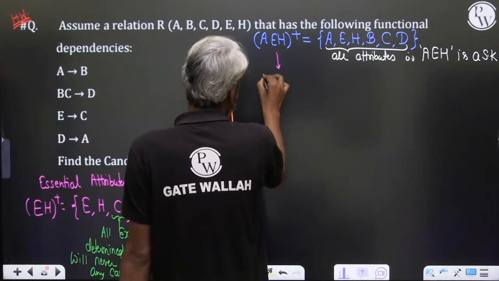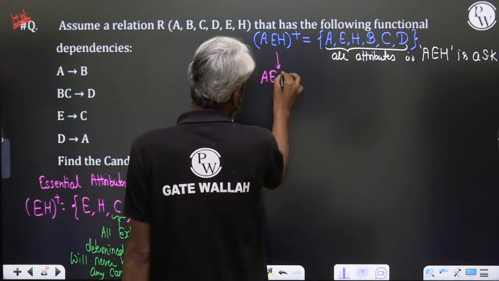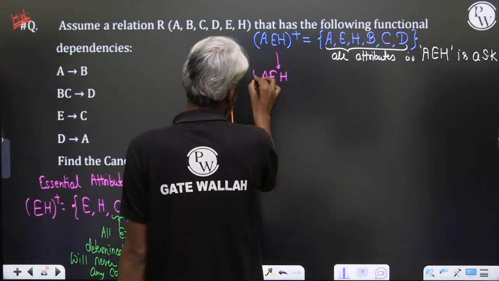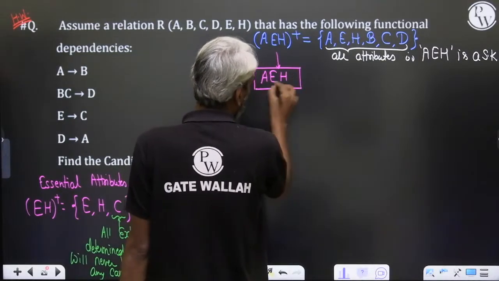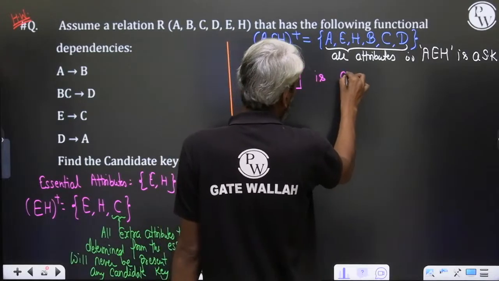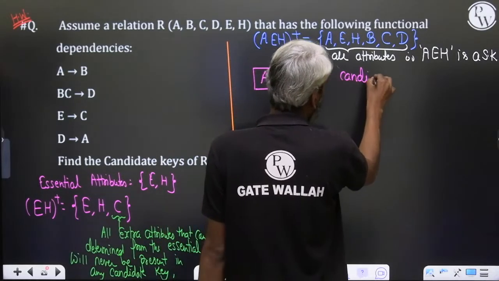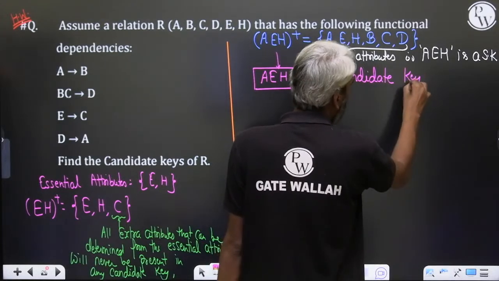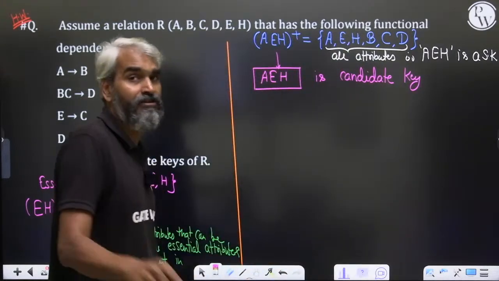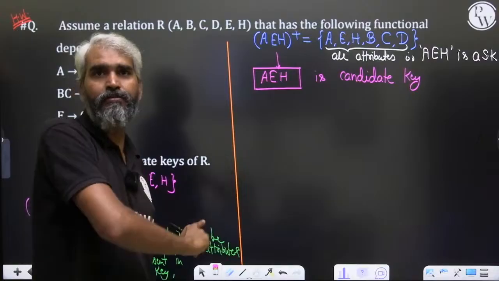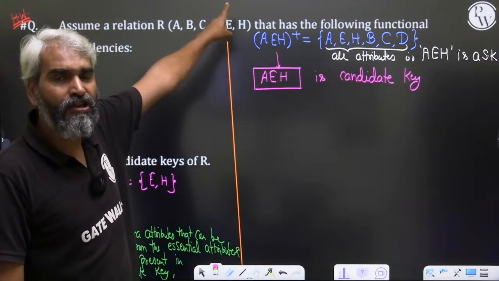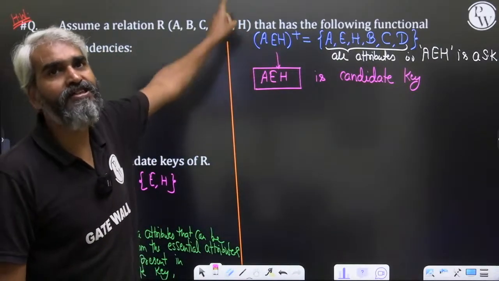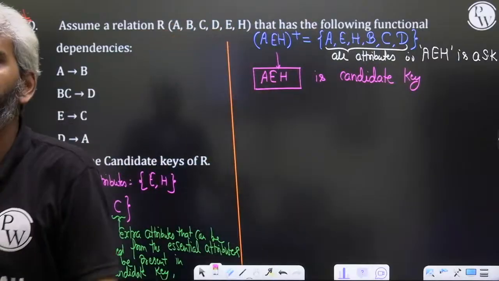So can I say that A, E, H is a candidate key? I am directly writing it is a candidate key because I don't need to check for any non-empty proper subset of AEH. Is it clear to everyone that without checking with respect to any proper subset of AEH, I'll be able to say that AEH is minimal.